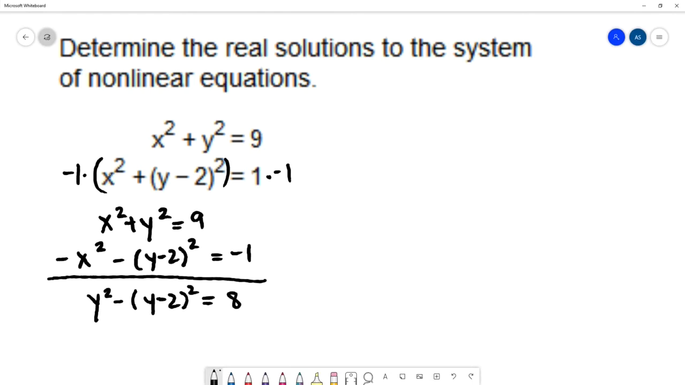So we've got some simplifying to do. Y squared minus, and let's expand this binomial, y minus 2 times y minus 2. You'll notice I put these big brackets on here in the multiplication, and that's because I want to make sure that I'm subtracting everything in this multiplication. So we'll save that subtraction for later, after we complete the multiplication.